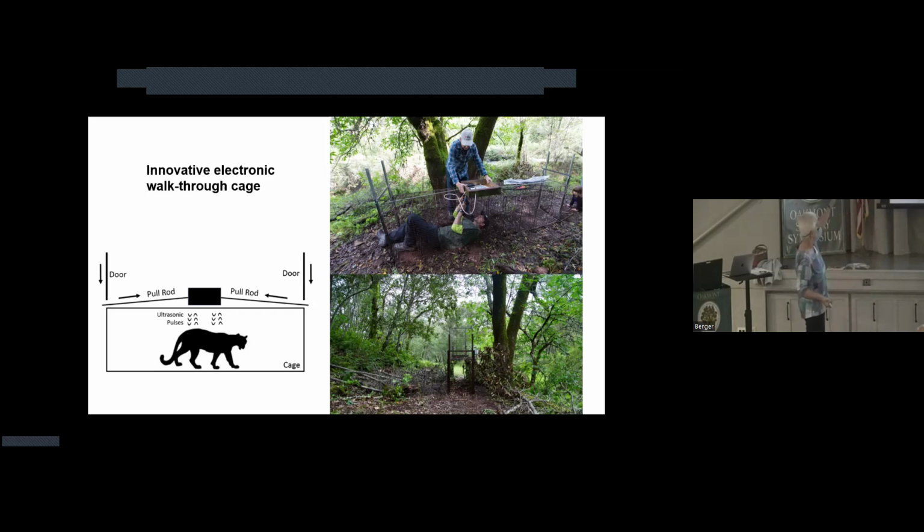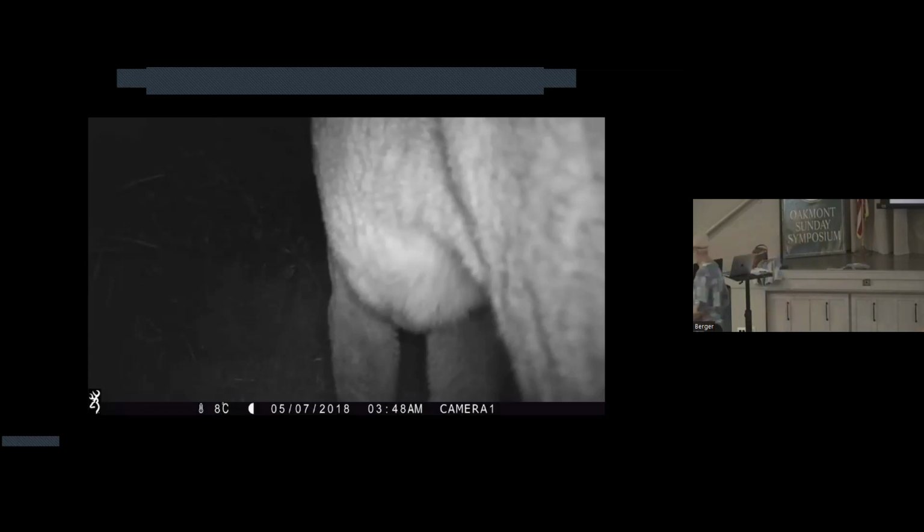And then you see the ultrasonic pulses as well. That also measures the height of the mountain lion. And so again, it won't close on any animal that is not a typical size or weight of a mountain lion. And when they do these walkthroughs, they cover them with foliage, you know, leaves and sticks and branches and stuff like that, so that they're not terribly obvious. So here is an image of a mountain lion going into one of those cages.